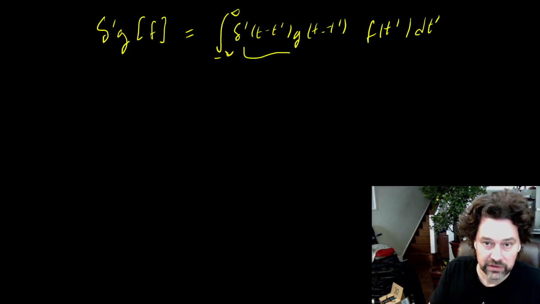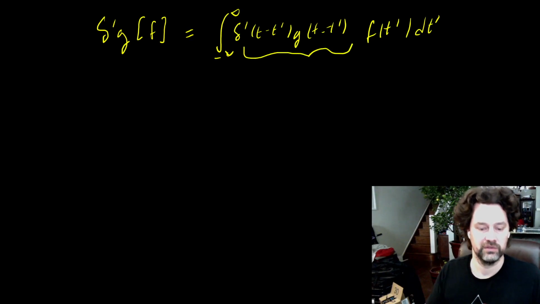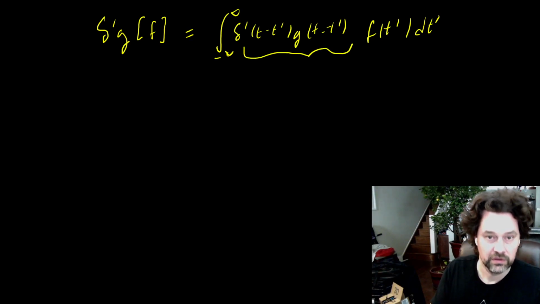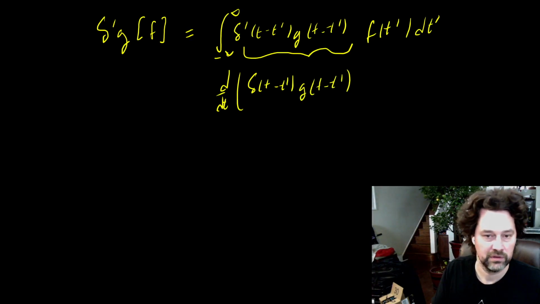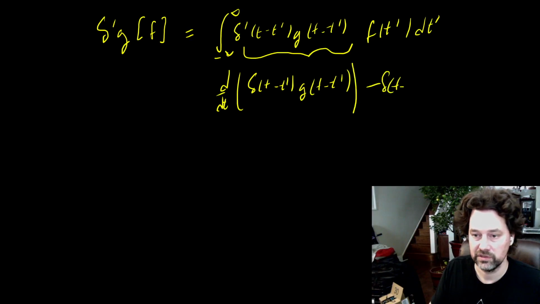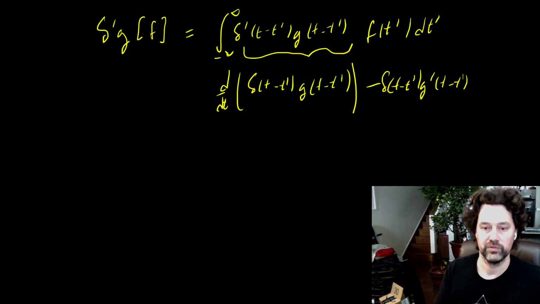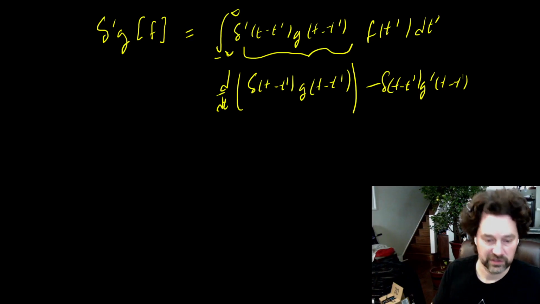I want to expand out this term here using the reverse chain rule. So we want to say that that is the derivative of delta of t minus t prime times g of t minus t prime, minus delta of t minus t prime times g prime of t minus t prime. Reversing the chain rule here, we've essentially done integration by parts.